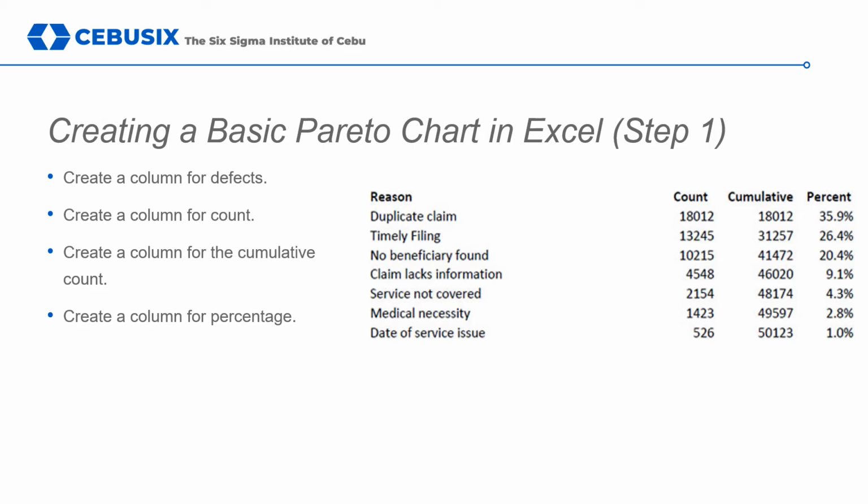Then we create a third column for the cumulative count, which provides a running total. Finally, you create a fourth column for percentage. You do this by dividing the individual count for the row in the second column by the total count of all the rows in the second column.